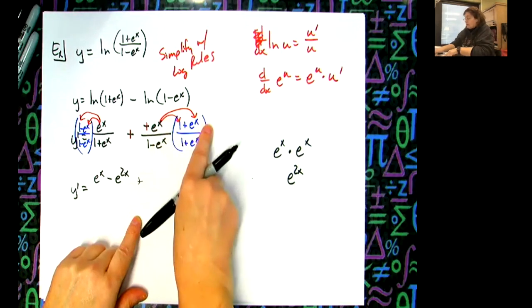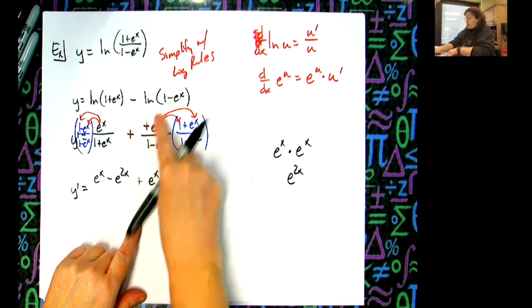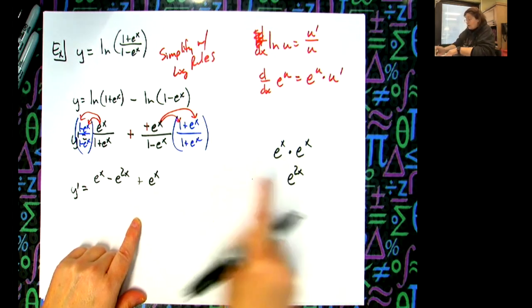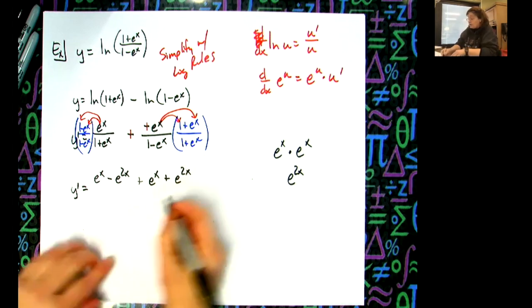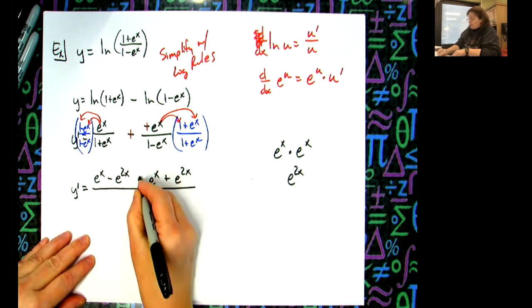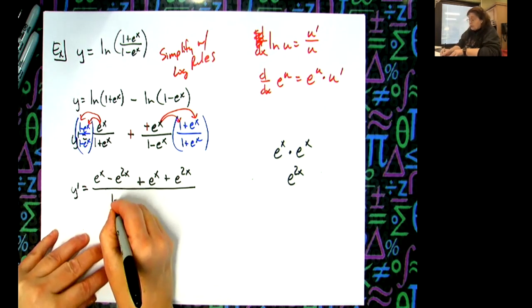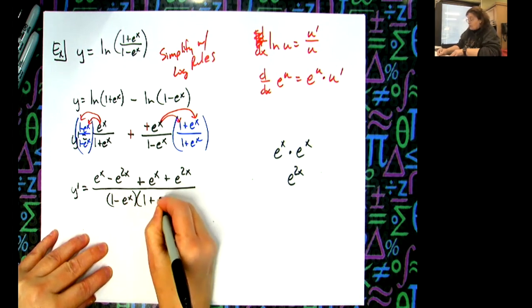All right, this plus sign. Now I'm going to distribute over here. I'm going to have an e to the x times 1, which will be e to the x. And again, e to the x times e to the x, same thing I did over here, is going to be a plus e to the 2x. All right, and then all over just one denominator, because that was the whole point. I'm getting common denominators, 1 minus e to the x, and then 1 plus e to the x.